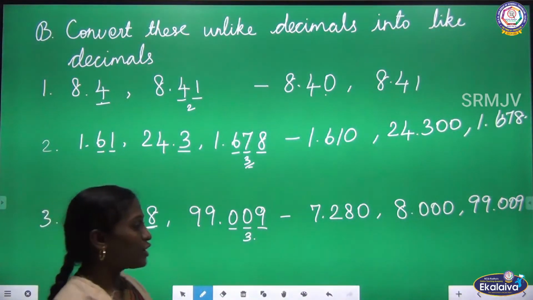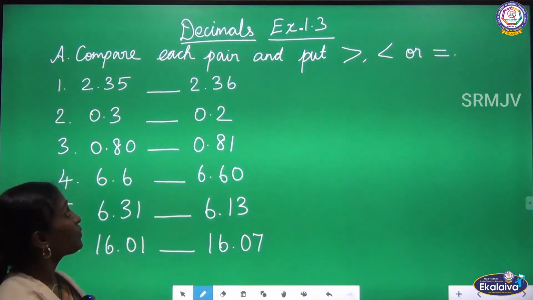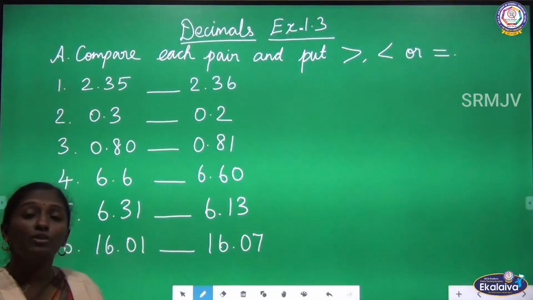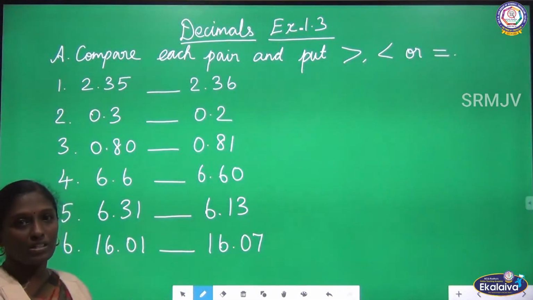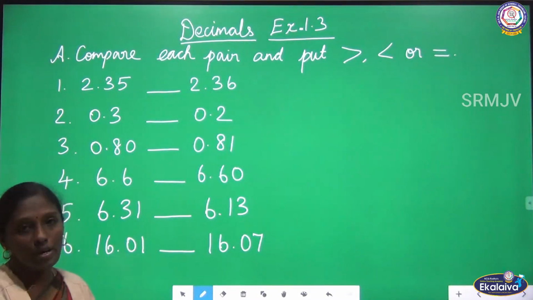Okay. Now we are going to do the problems in the next exercise, 1.3. Okay. First question, compare each pair. We are going to compare the given decimals. Okay, for that first step we have to compare the whole number part.